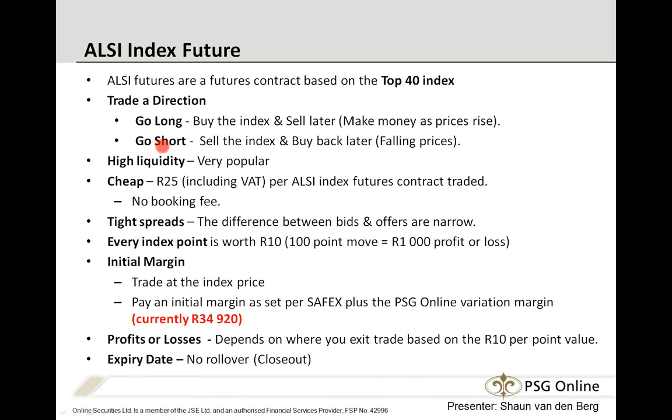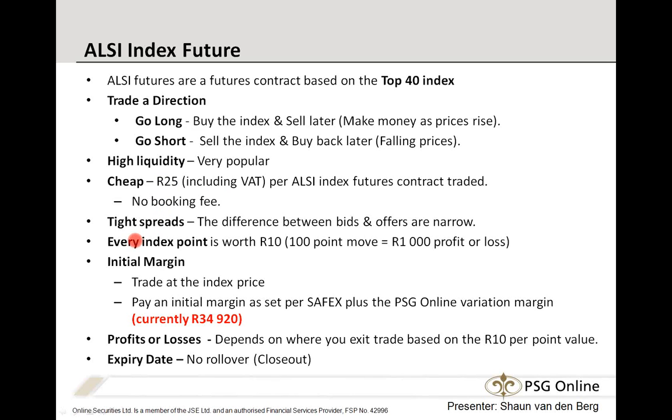Again, you can go long and short. We spoke about it already. The ALSI future is very, very liquid, because a lot of the institutions, the pension funds, unit trust guys, use ALSI futures to hedge their positions. They're very, very cheap. It only costs you 25 rand, including VAT, to open a contract. There's no 60 rand booking fee. So these things are very cheap. And the spreads, the difference between the bids and offers, are very, very narrow. You'll see an example in the next screen.